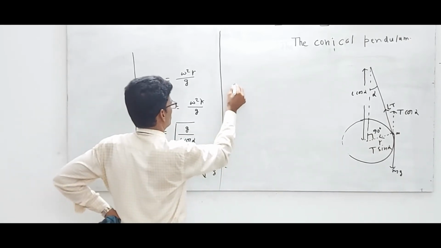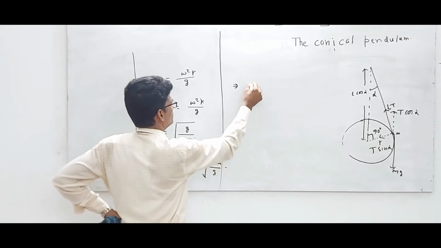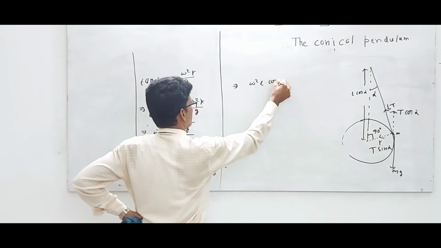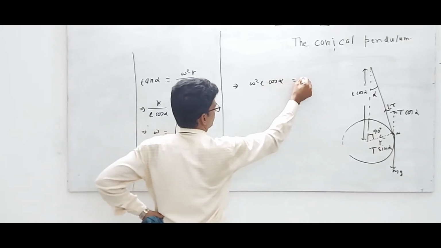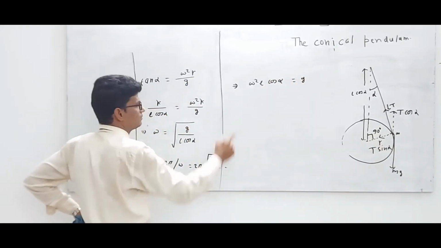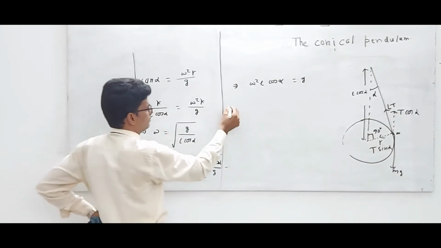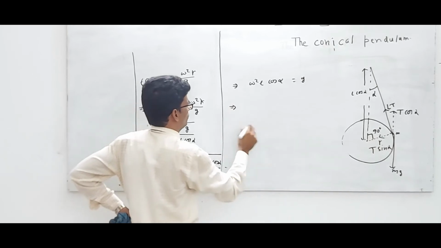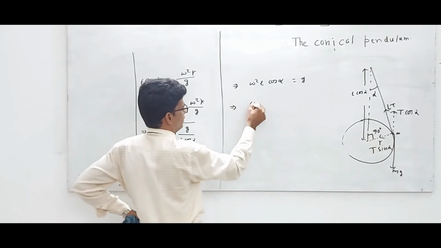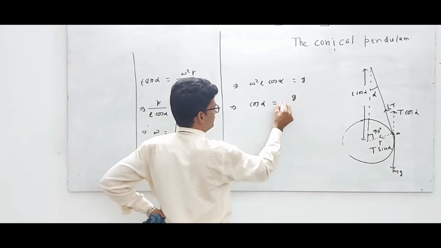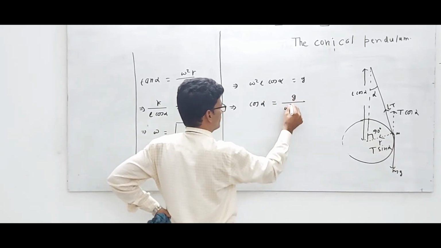This implies from here omega square L cos alpha is equal to g, the acceleration due to gravity magnitude. This implies cos alpha is equal to g over omega square L.